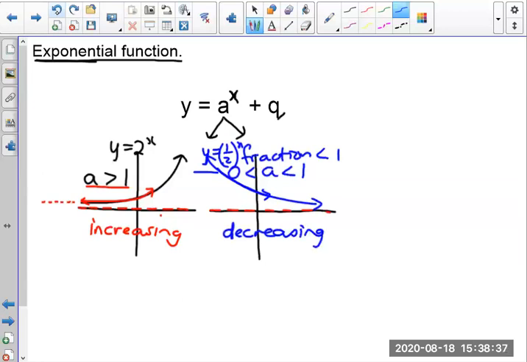So the whole graph is increasing, the whole graph is decreasing. So the A gives you the shape. Now, if I add a Q there, again, it means the graph moves up if it's a positive or down if it's a negative.